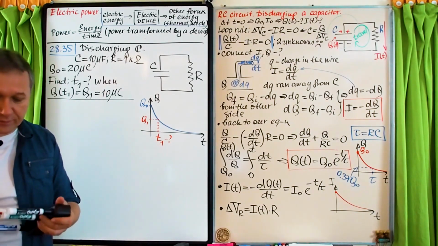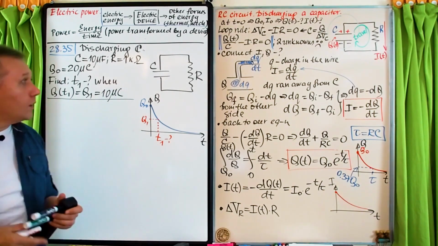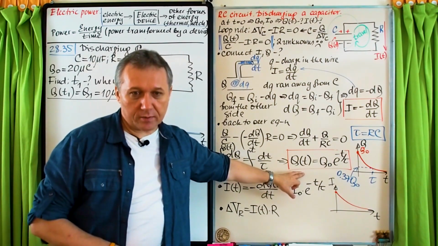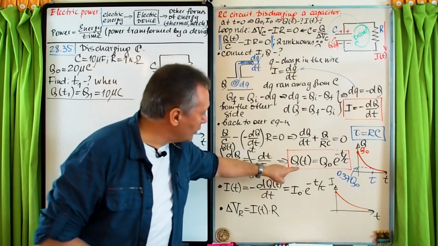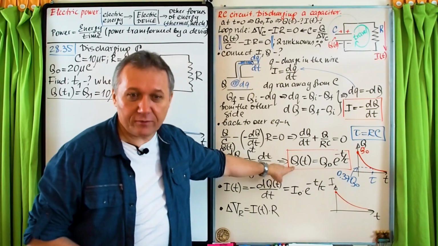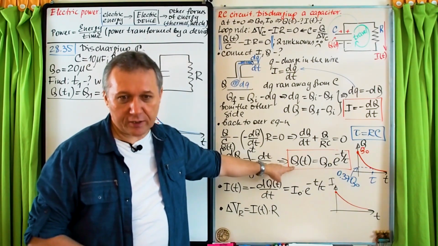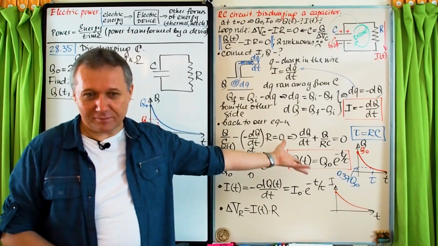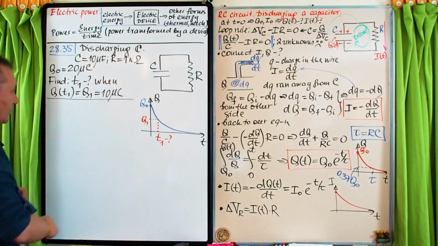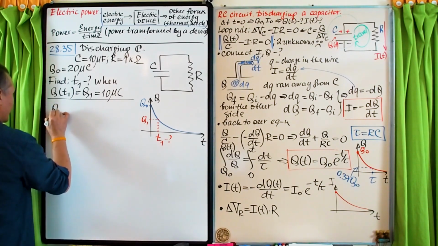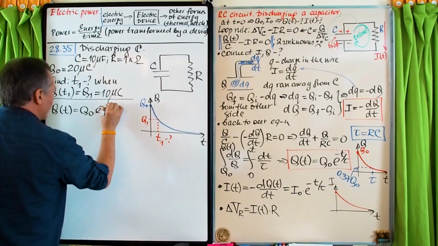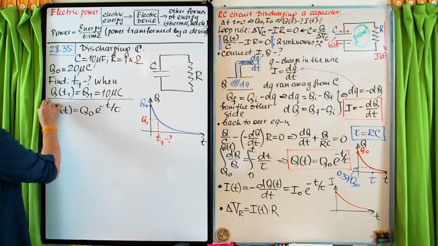That's what we need to find on the graph. Mathematically, that's how a charge changes in time. We know the amount of charge at a certain moment of time, and we need to find that moment of time. Just work with the function. Right, so Q naught e to the power of minus t over tau. That's what we need to use, right?